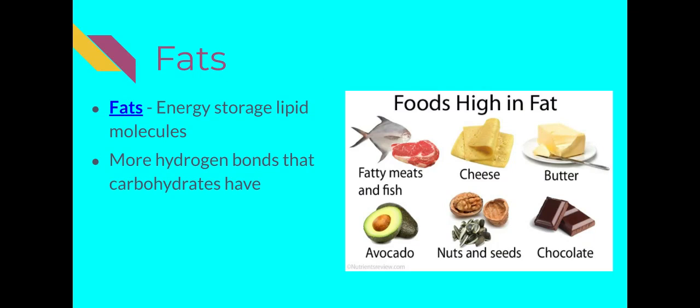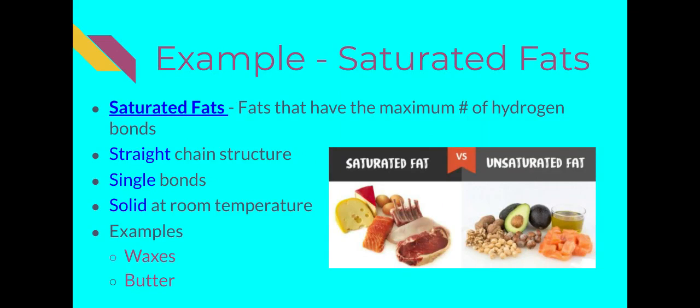Fats is sometimes synonymous with the word lipid, but not all lipids are fats. Fats are energy storage lipid molecules. Fats are going to have more hydrogen bonds than carbohydrates have. There are two types of fats, saturated fats and unsaturated fats. Saturated fats have the maximum number of hydrogen bonds. They have a straight chain structure, they have single bonds, and they're solid at room temperature.